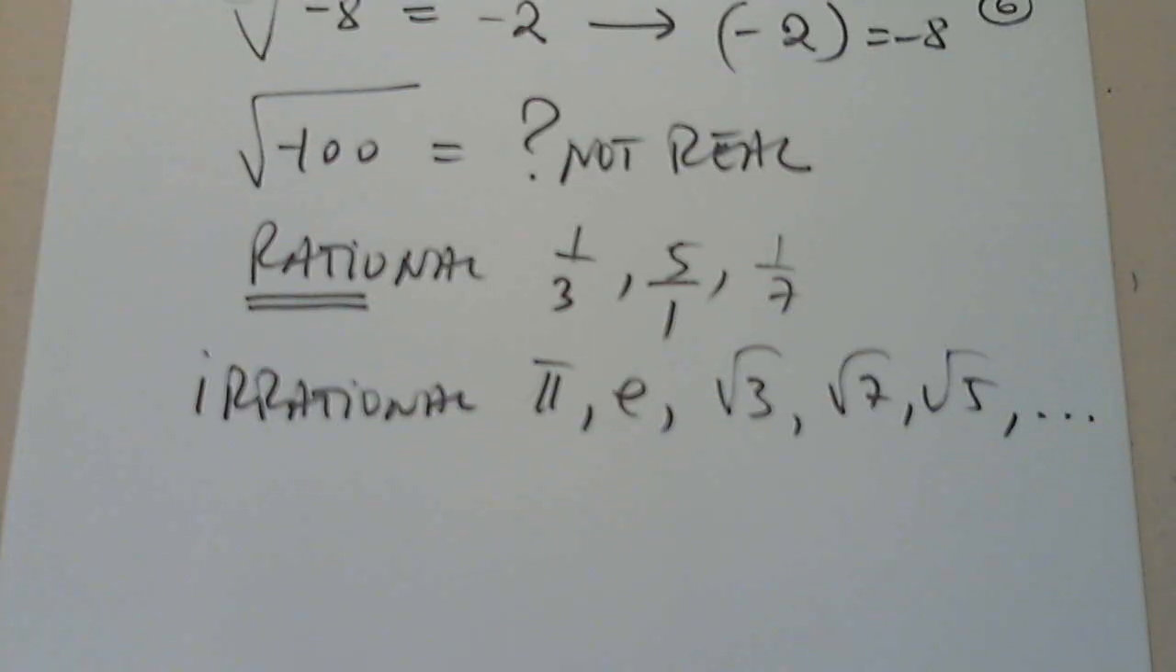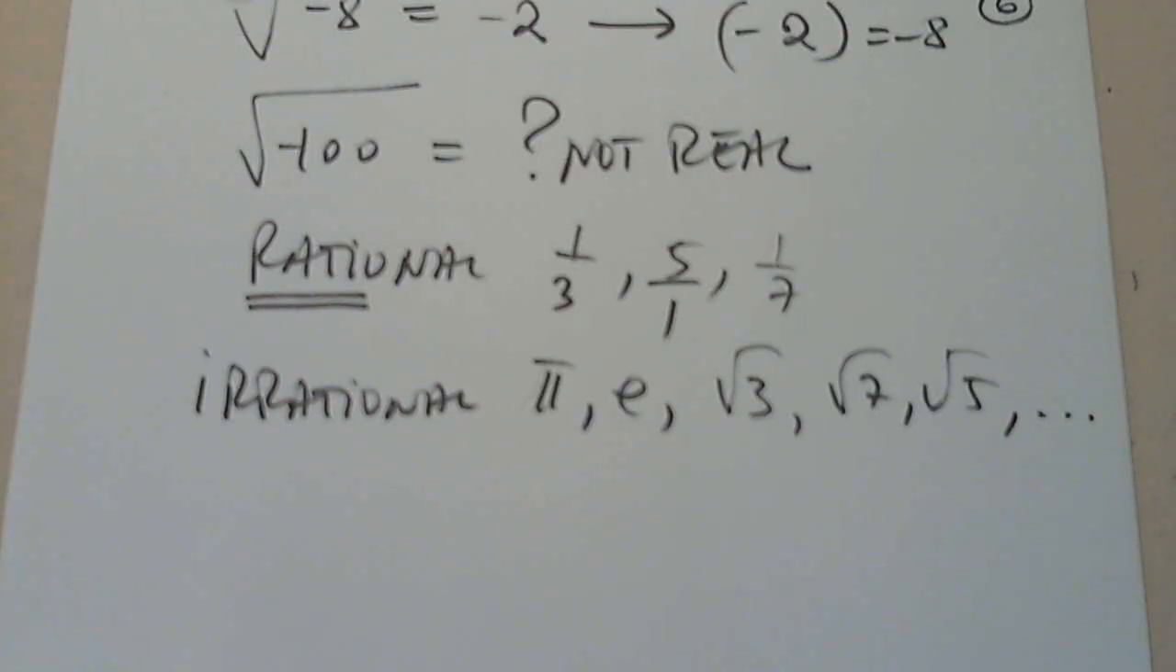So irrational numbers are not able to be perfect squares, which is why they're irrational? That's a very good question. They're not perfect squares in the sense that the square root of them is not an integer. Yes. Okay. That's a good explanation.